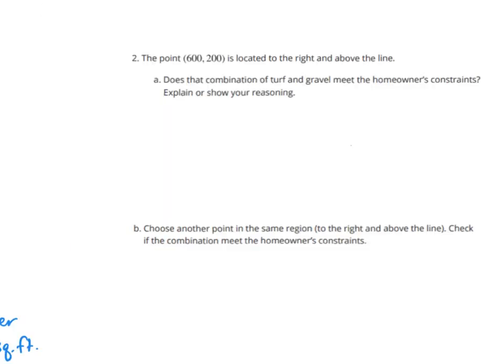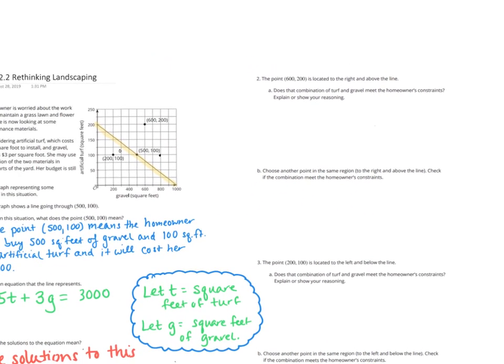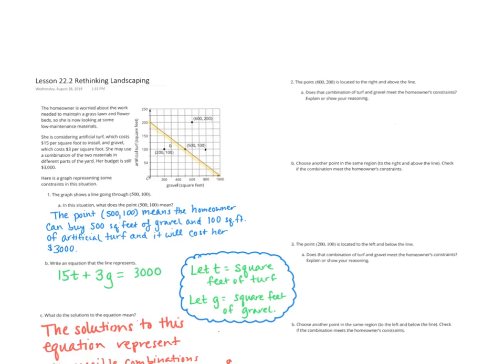The point 600, 200 is located to the right and above the line. Does that combination of turf and gravel meet the homeowner's constraints? Explain or show your reasoning. Okay, so we're going to set up the equation. Okay, and then from there we're going to actually plug in 600 and 200. So go ahead and do that and see if it's going to meet the constraint that was set up.